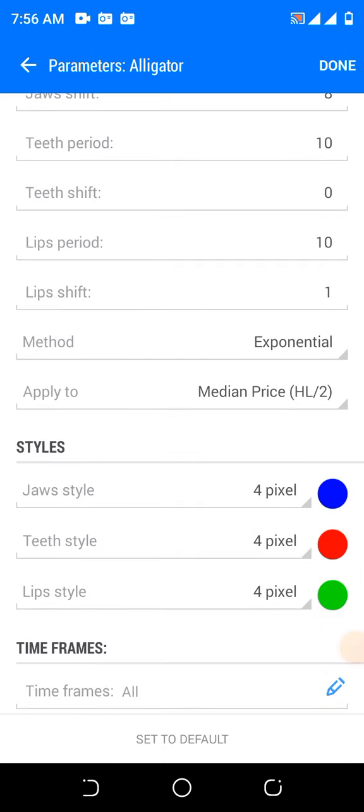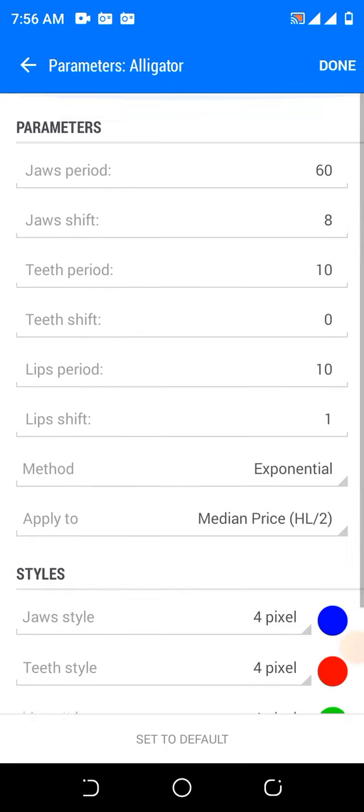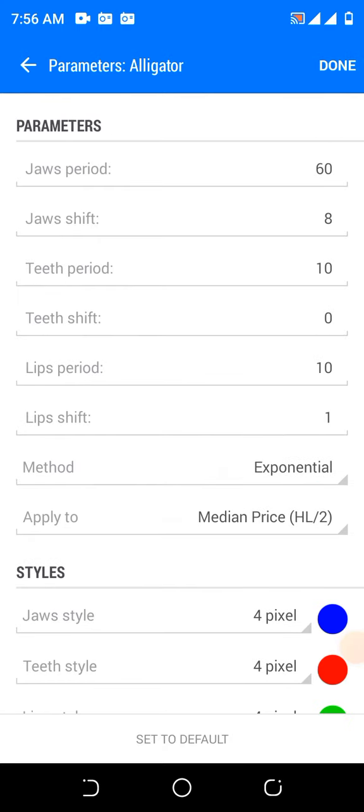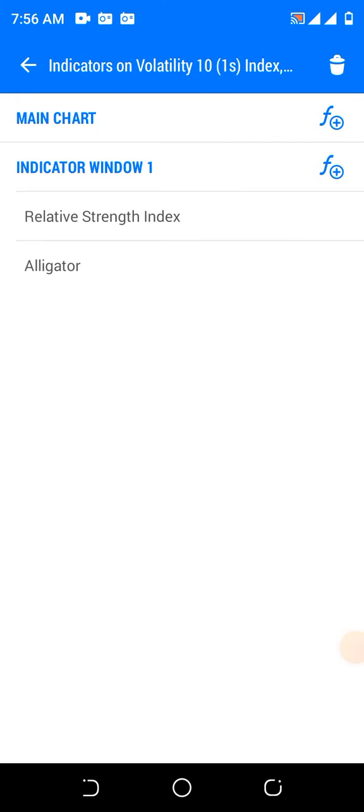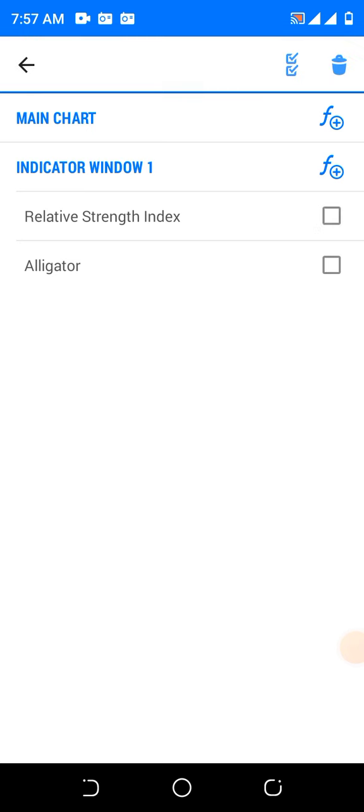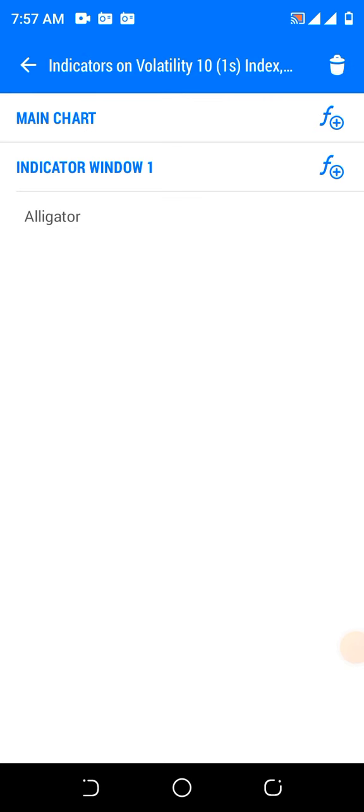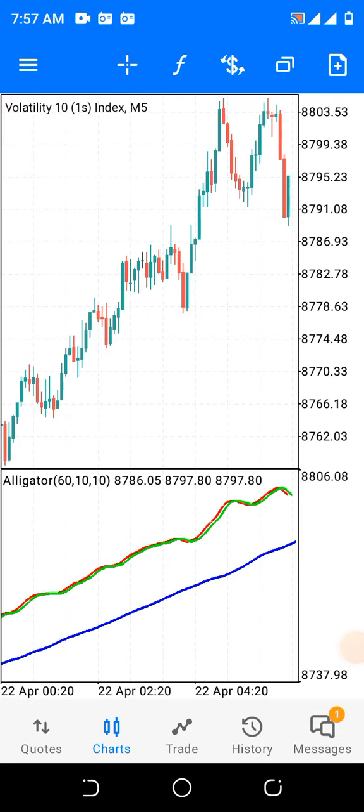Now here are the styles. Jaw style, the color is blue. Teeth style, the color is red. Lip style, the color is green. So that is all about the Alligator indicator parameters. Once you are done setting it up this way, you click on done. Now the next thing is to delete the Relative Strength Index. Click on delete. The only thing we need is the Alligator indicator. So we are left with only the Alligator indicator.